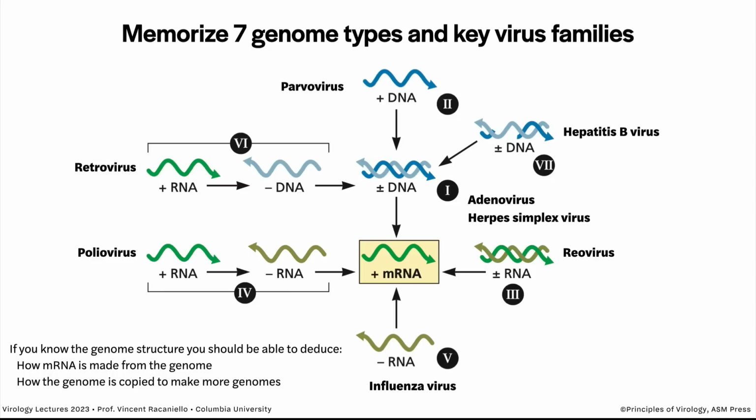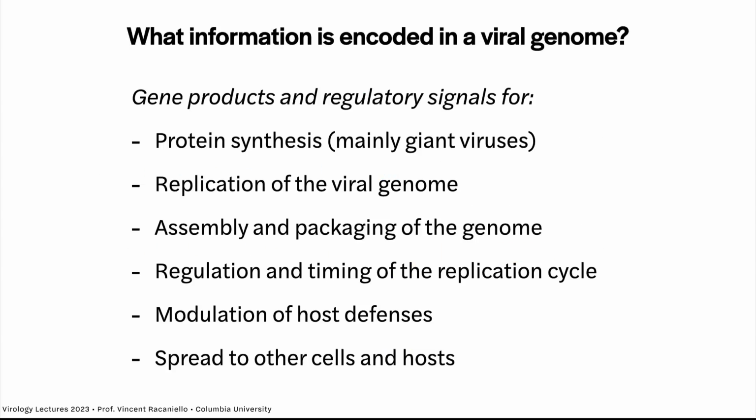Because if I tell you how you get from single-stranded DNA to mRNA, you'll be able to figure that out. All right, what kind of information is encoded in a virus genome? Well, obviously, things to do with protein synthesis. So giant viruses have some components of the protein synthesis apparatus. No virus encodes a complete translation system, but some have parts, presumably to modulate protein synthesis.